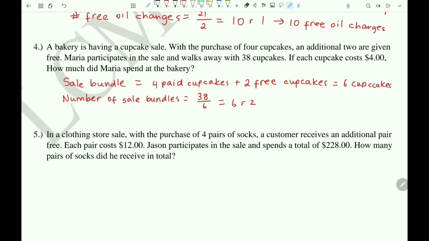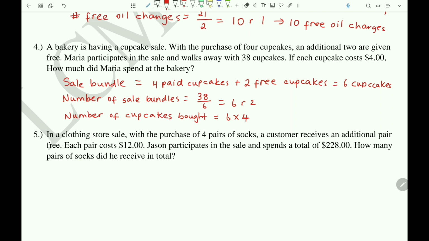And Maria received 6 sale bundles. So for each bundle, she would have paid for 4 cupcakes, right? So her number of cupcakes bought would be the 4 that she paid for 6 times. So 6 times 4, 6 sale bundles by 4 paid cupcakes.